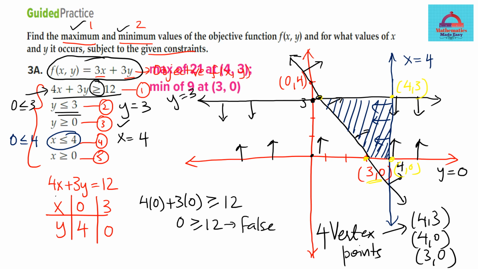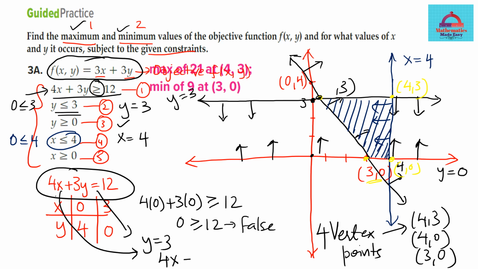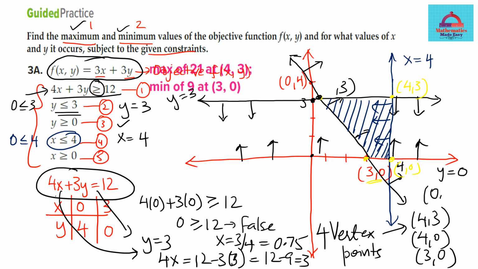Now I know this point is lying on this line, so its y coordinate is 3. Now I just need the x coordinate. X coordinate will be a little less than 1. So this is the meeting point of y equal to 3 and this line. So in the first line I put y as 3 and I will get the x value. So 4x is 12 minus 3 times 3, 12 minus 9, which is 3. So your x is 3 divided by 4, or 0.75. So we've got the fourth point also. So this fourth point has x coordinate 0.75 and y coordinate 3.